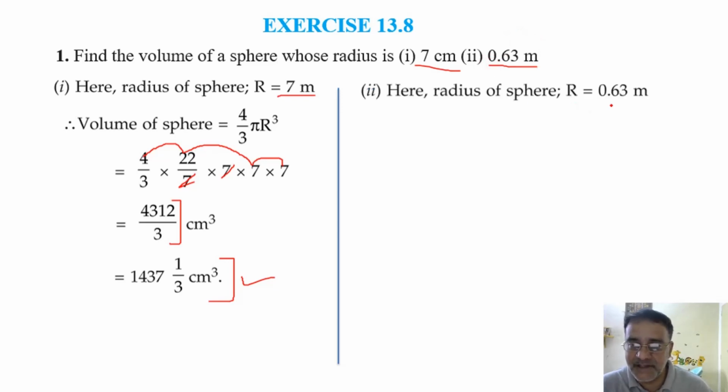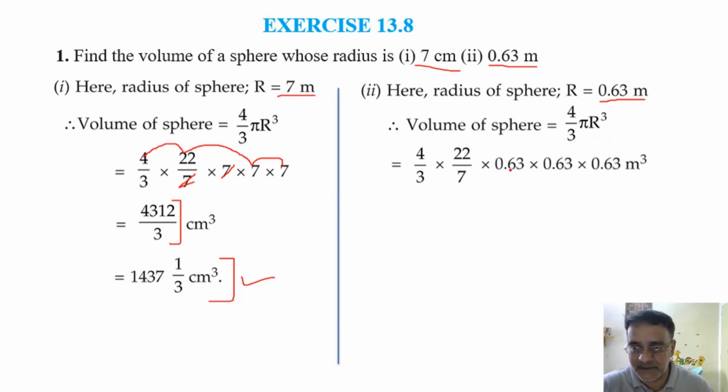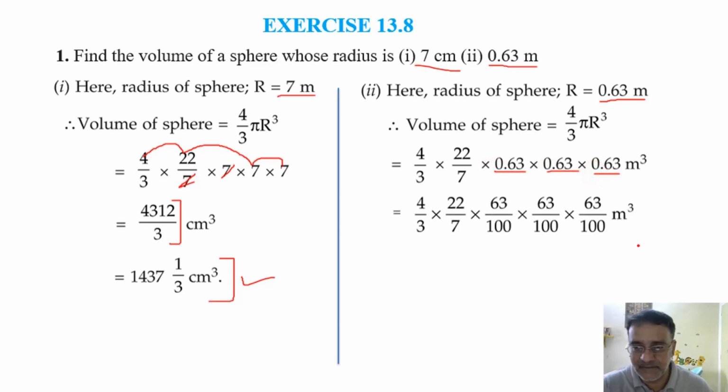Okay, second bit, the radius is given 0.63 meter. So 0.63 we can write as 63 upon 100, or otherwise we can convert it after substituting. You can convert after substituting here or convert beforehand. That is up to you. This step is clear? Yes, sir. Okay, fine. 3 into 7 is 21 and 21 3s are 63. So I have cancelled like this.